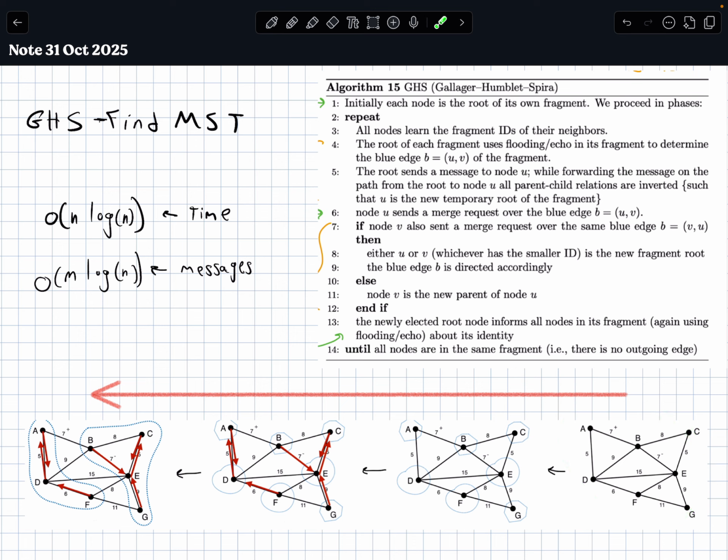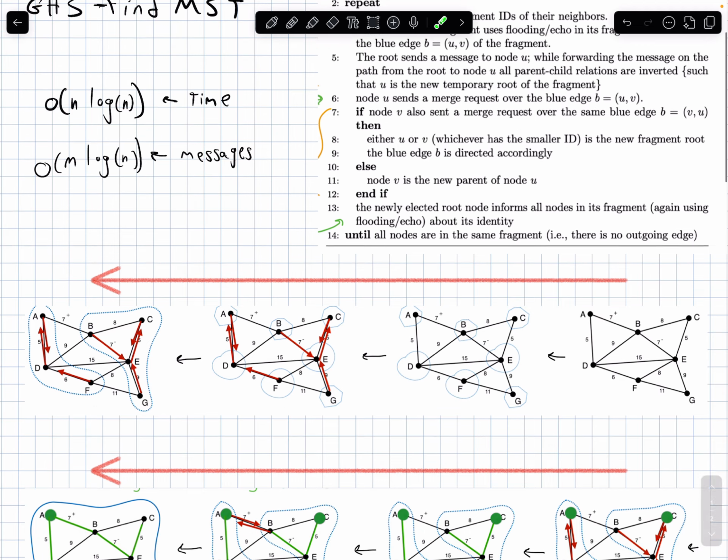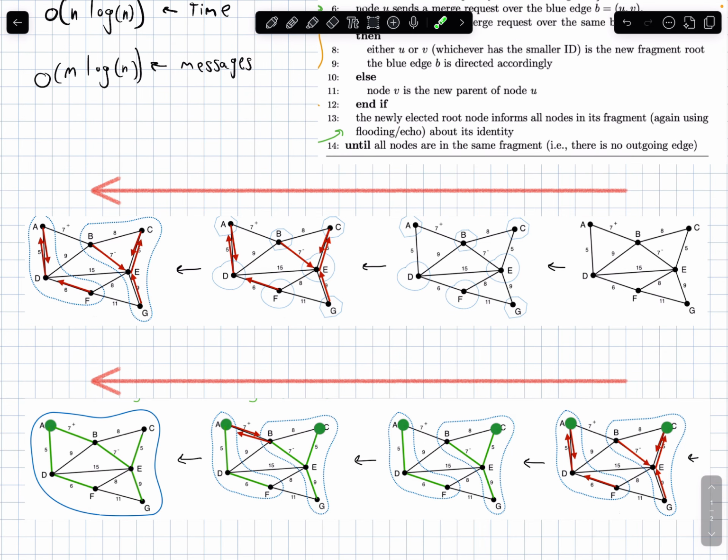So I already wrote here the time complexity and the message complexity. The time complexity is O of n times log of n, and the message complexity is O of m times log of n. Okay, so m is the edges and n is the vertices, just if you don't remember. So anyway, the algorithm goes as follows.